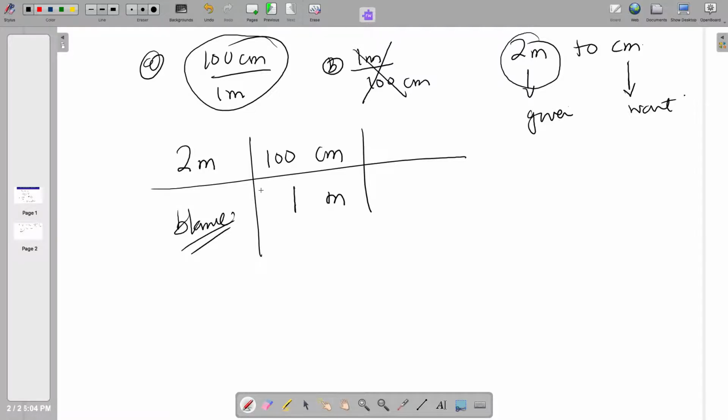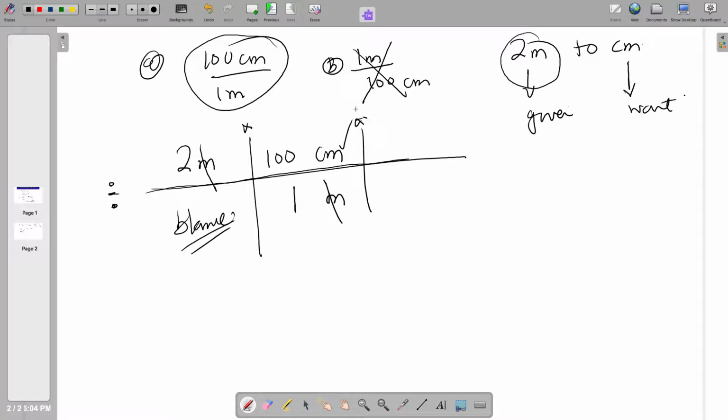So these lines have meaning. The horizontal line is a division line, and the vertical lines are multiplication. If you have a number or a letter on top, and the same letter at the bottom, they cancel out. You see there's meters on top, meters at the bottom, so they cross out. What I have left is just 2 and 100, and of course, centimeters is what we want.